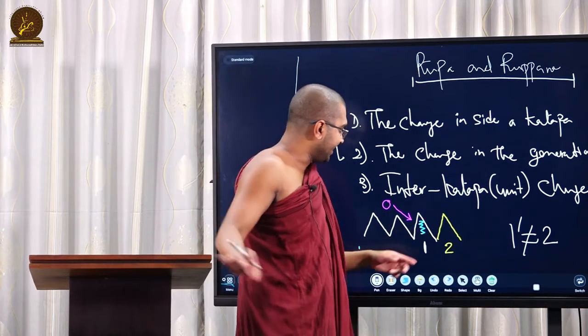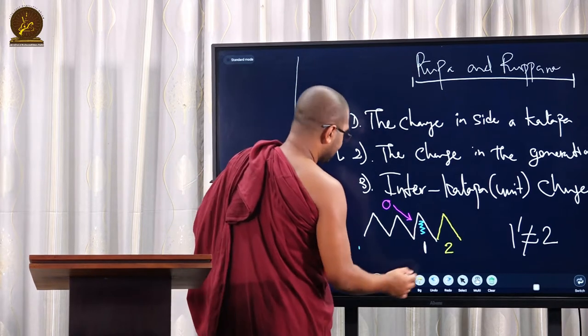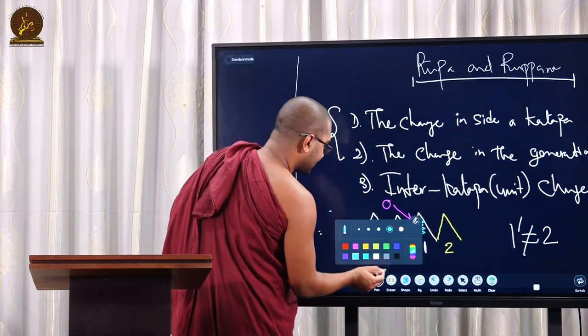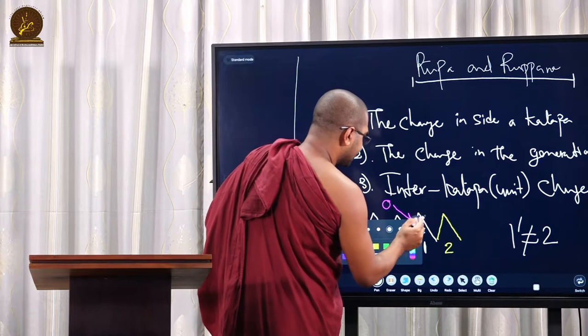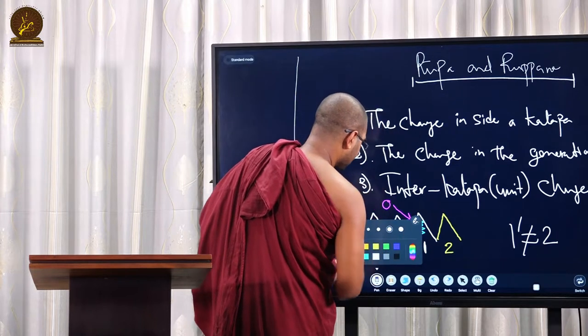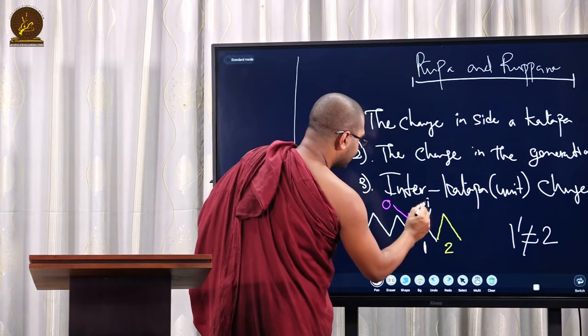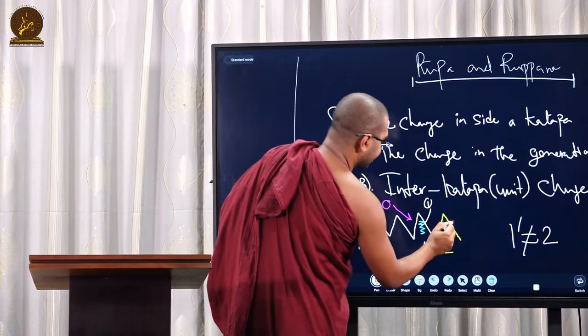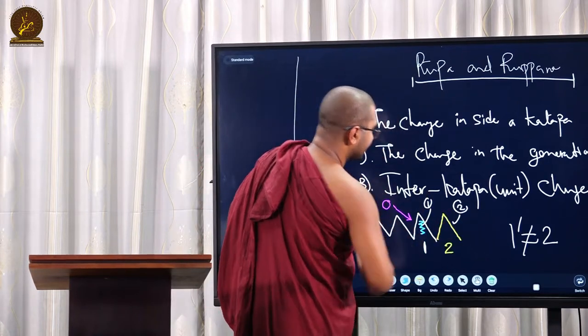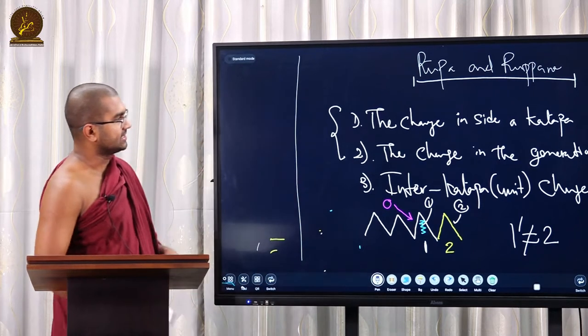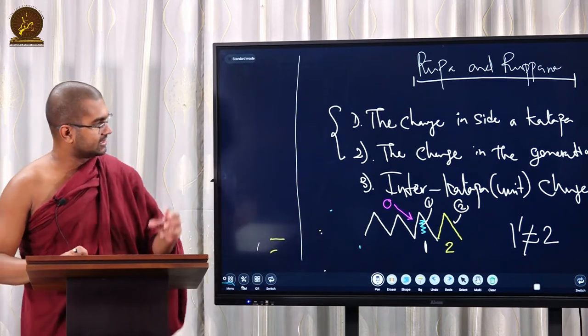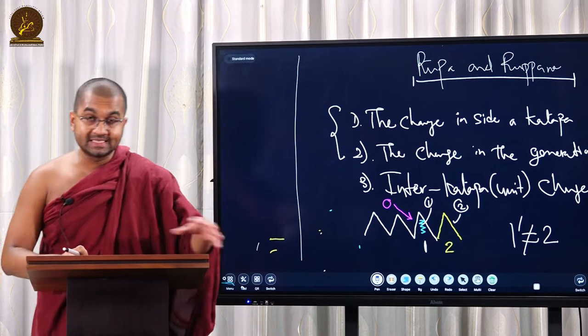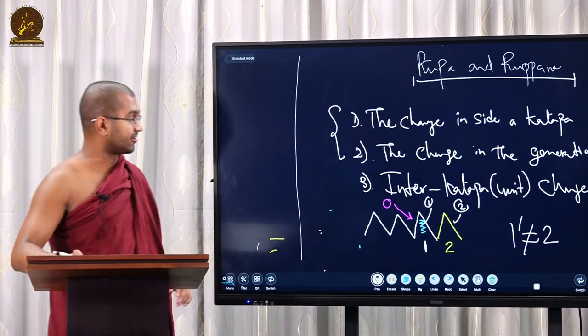So, I'll better name it. This is change one. Change one here. And this is change two. Not the rupa, the change. First change is the change which happens within the kalapa. Second change is the one which can be seen within the generations.